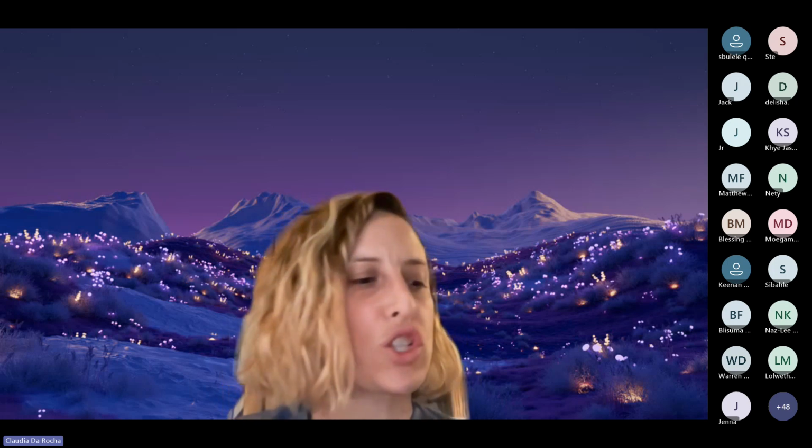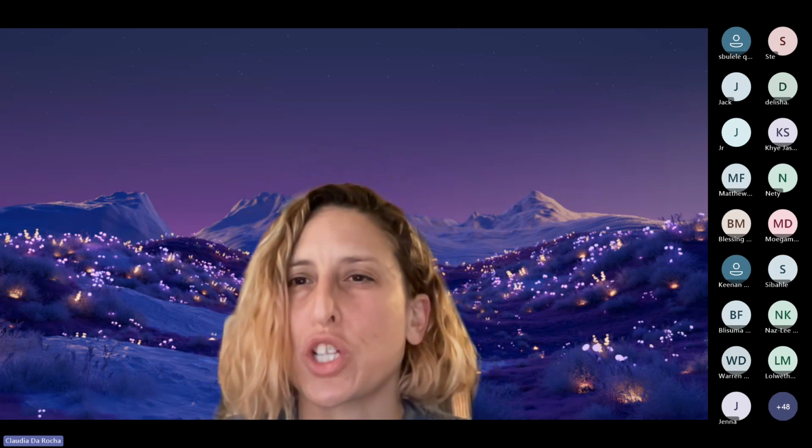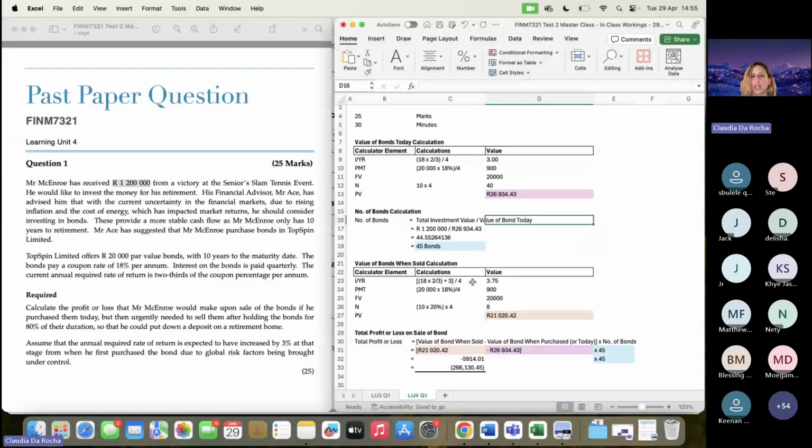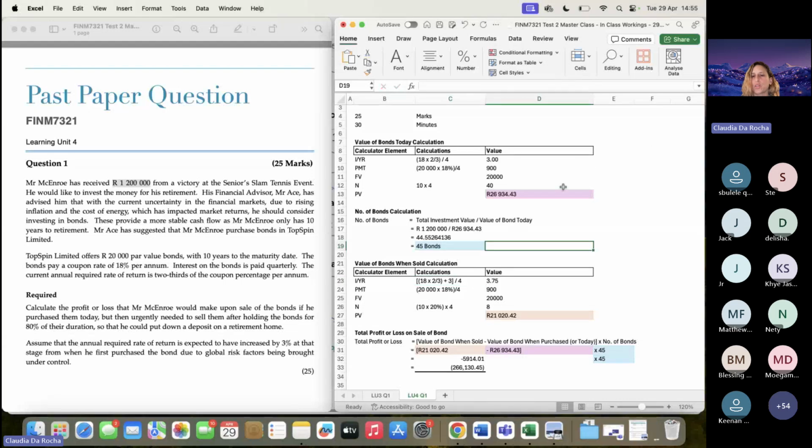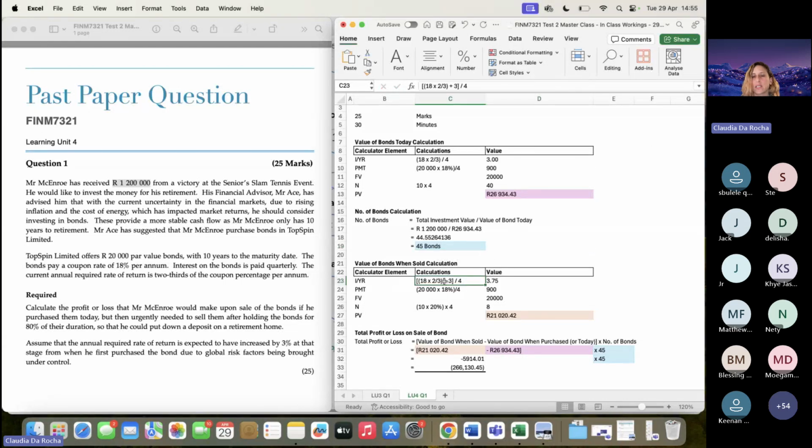Okay, so someone said they get 3.0075 and not 3.75. You must get 3.75. It means that you're doing something wrong. So let me just share my screen again so I can explain. You have to say 18 times 2/3 in brackets, and then add the 3 on top, and then divide by 4. If you don't do it that way, you don't get the answer. But this is the 3.75.